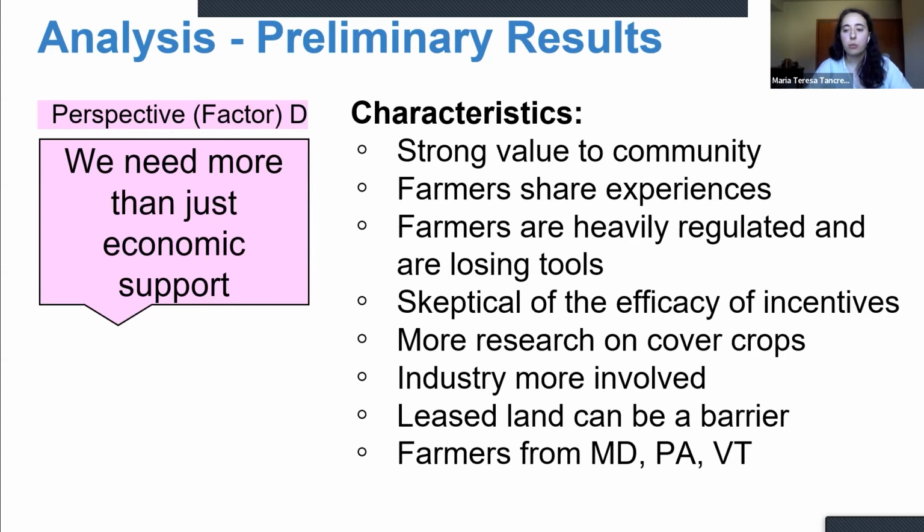They talked about, for example, farmers having limitations in available seed for cover crops from seed companies. And lastly, they talked about seeing leased land as a barrier to cover crops. And again, all the farmers in this group were from Maryland, Pennsylvania, and Vermont. And so now that we know what these perspectives are, we can try and look at the next steps.